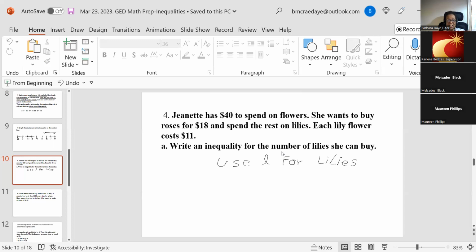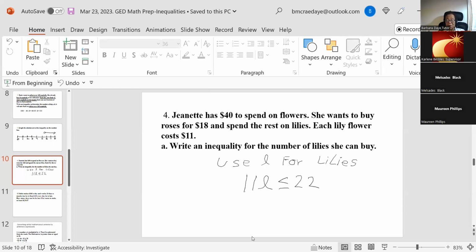Each lily costs $11. Maureen, so what would I write? L is 11, right? Each lily costs 11, less than or equal. And you're saying this is less than or equal to what? 40 minus 18, 22. That's the answer. Yes. So I tell you, lilies is less than or equal to 2.